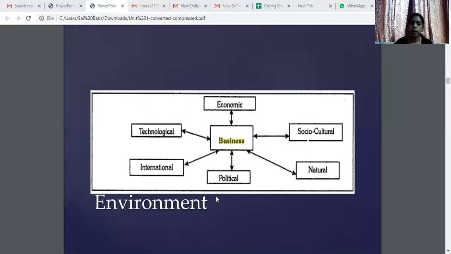So the environment is a sum total of economic environment, social environment, natural environment, political environment, international environment, technological environment. So all these types of environment, they have an impact on business. So for a successful business, we have to understand all types of environment and their impact.